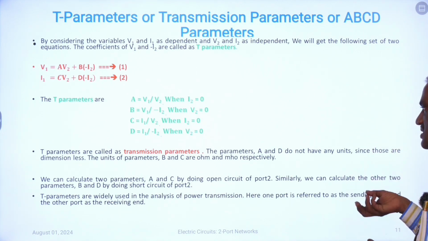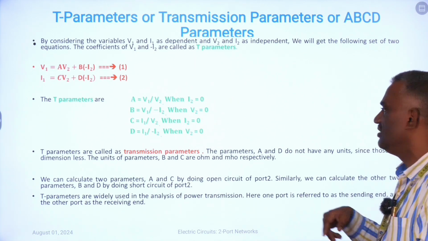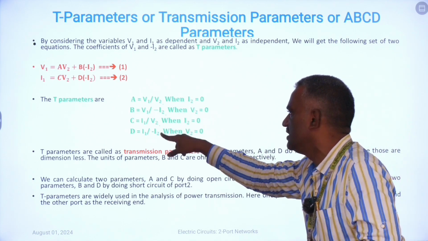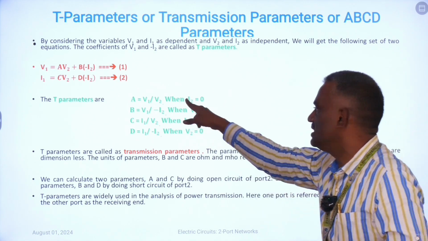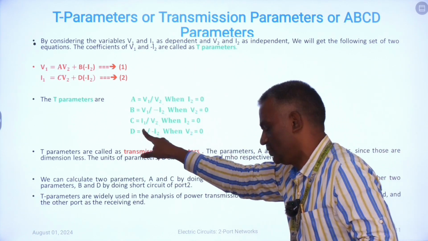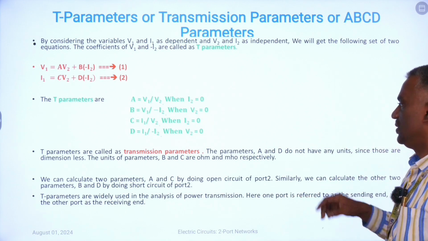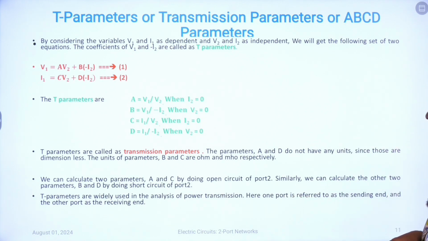That is nothing but A, B, C, D. So if you take the A, B, C, D parameters, A and D will not have units. Why? A is a mere number, it is a ratio of voltages. D will also not have a unit. Why? It is a ratio of currents. Whereas B and C will have their own units.